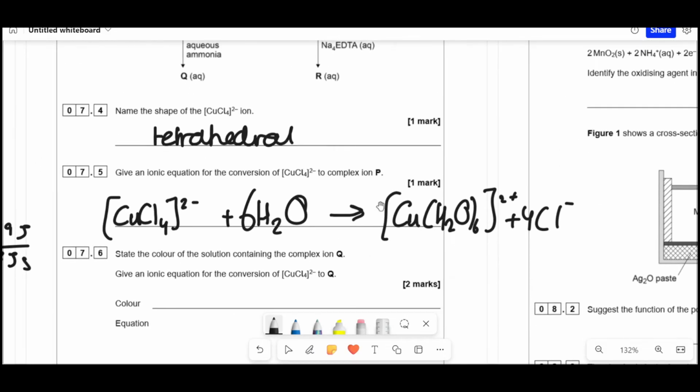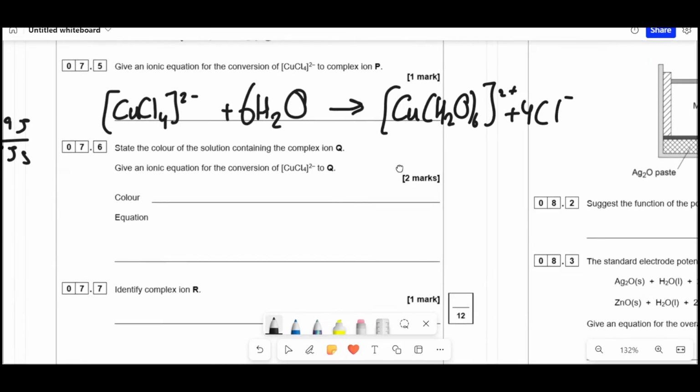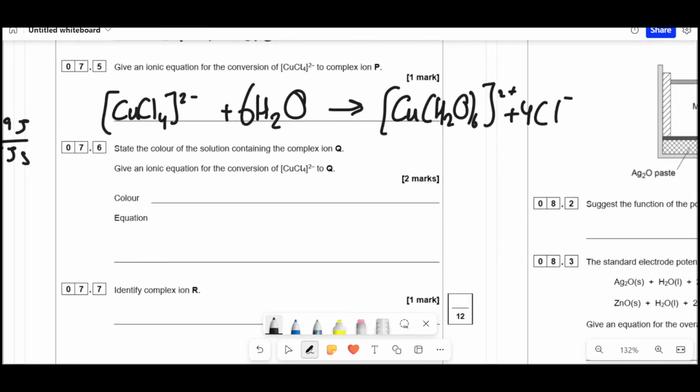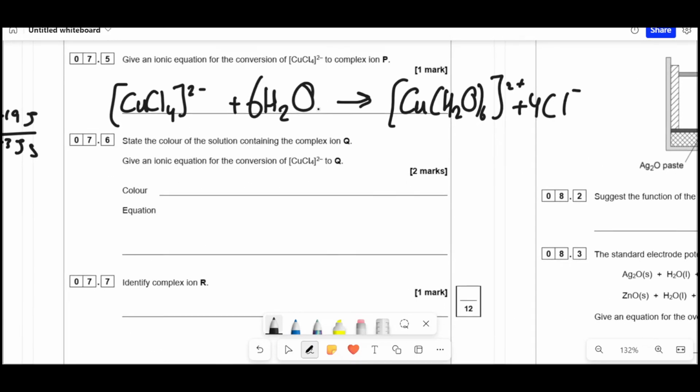Then it says, state the color of the solution containing complex ion Q. So what are we doing with that? We're adding excess aqueous ammonia. When you do that, you get a partial substitution reaction where, if we had Cu(H2O)6, two of the H2O stay, but 4 of them become NH3s. So we've probably got the same thing happening, where some of those Cl's are switched for NH3s, but remember the H2Os also have to come in here as well. So the color change that you end up getting is that it goes deep blue.